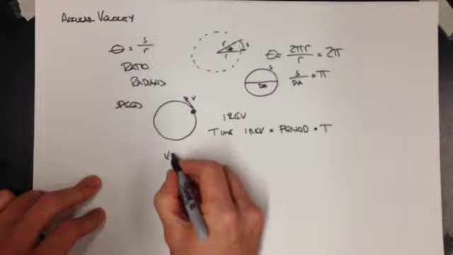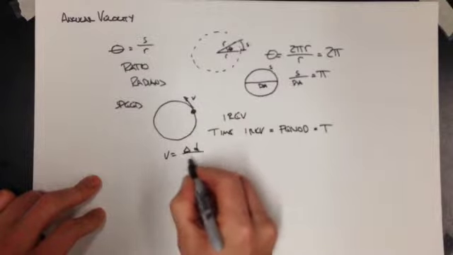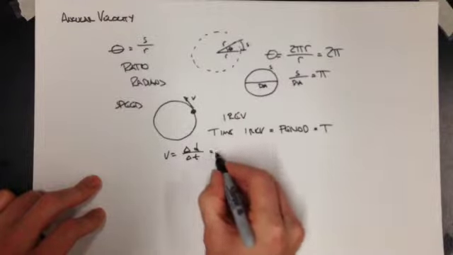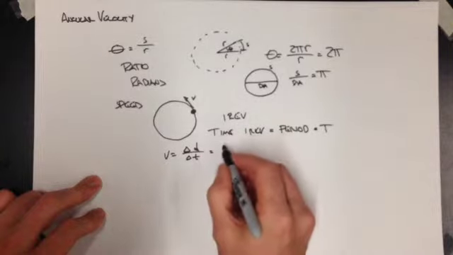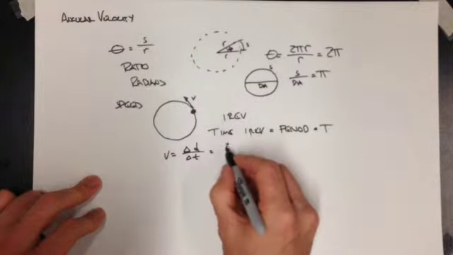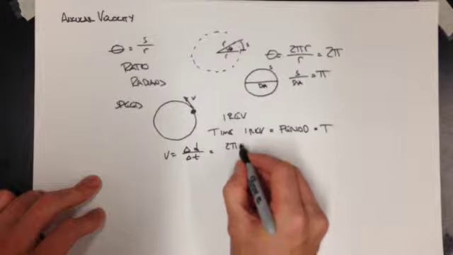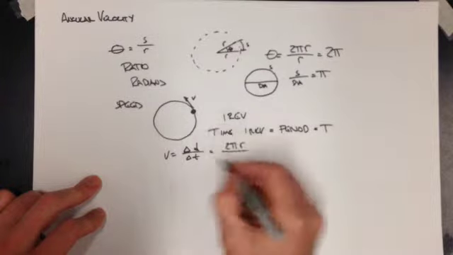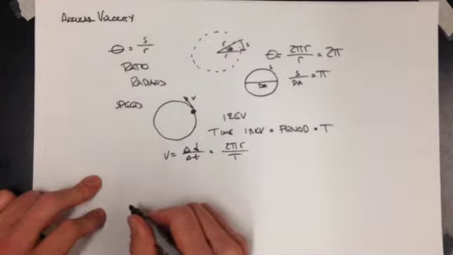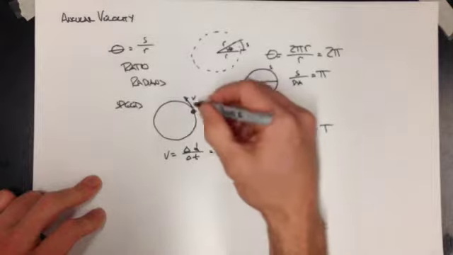So, of course, you guys all remember that the velocity is the change in distance over the change in time. So we're talking about one revolution. One revolution is all the way around. That's 2 pi r. And the time now for that one revolution is T. So that would be for this velocity here.